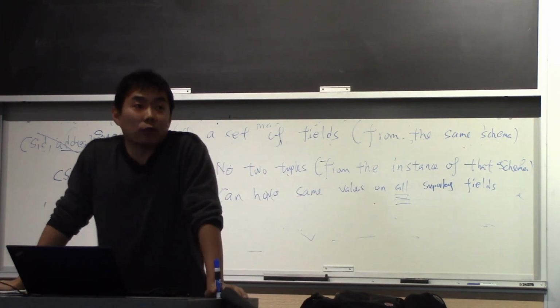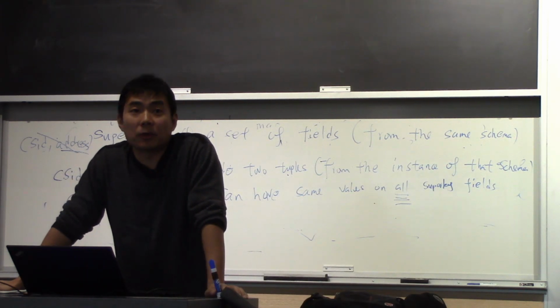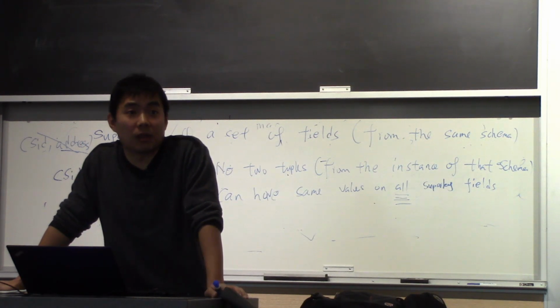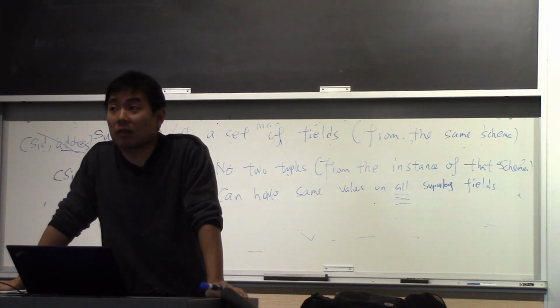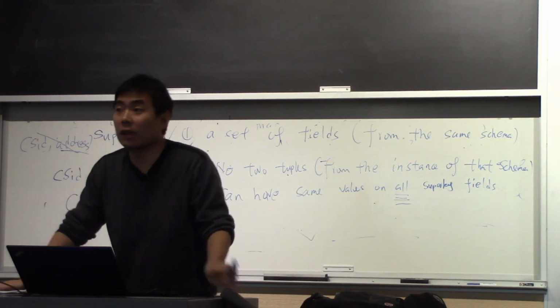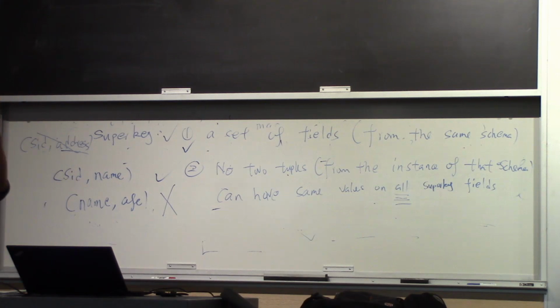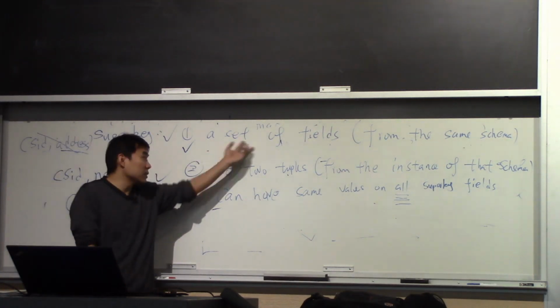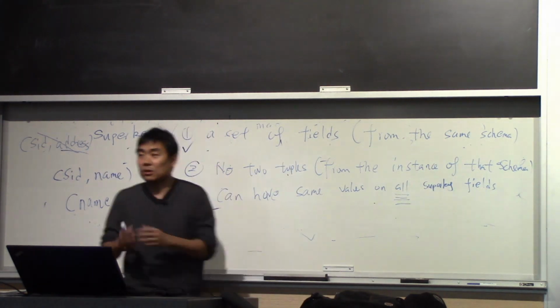So a trivial super key for any schema is what? It is the schema itself. A trivial super key for any schema is the schema itself. Why do I make that claim? The reason is, first of all, a set is considered a proper subset of itself, right? So the schema is a proper subset of the schema itself. It is a subset of the schema itself. So requirement number one is automatically satisfied. The schema itself is a set of fields from that schema. It just has all the fields.